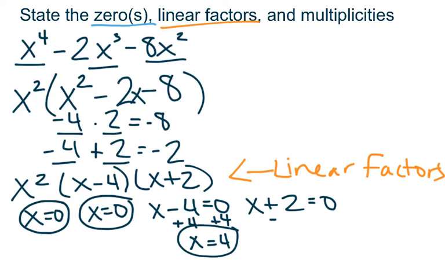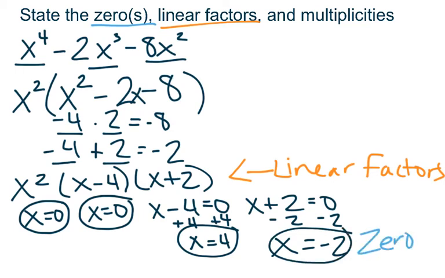X plus 2 equals 0. To get it by itself, I'm going to subtract 2. X equals negative 2, I'm going to circle it. These are my zeros. Notice that I have 4 zeros. I have a 0 at 0, I have another 0 at 0, I have a 0 at 4, and I have a 0 at negative 2. Okay, so now I'm going to do the multiplicities.